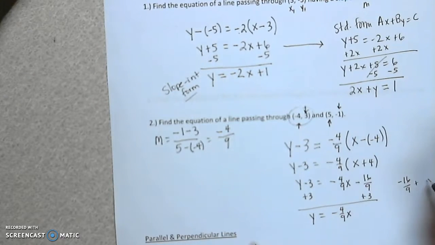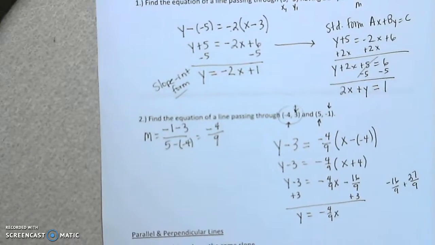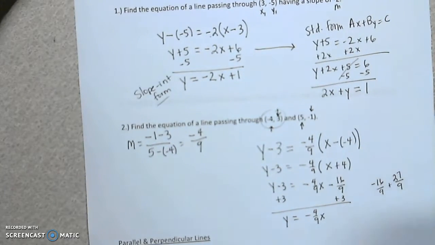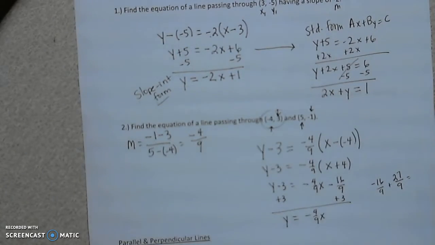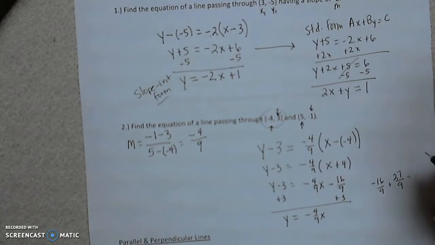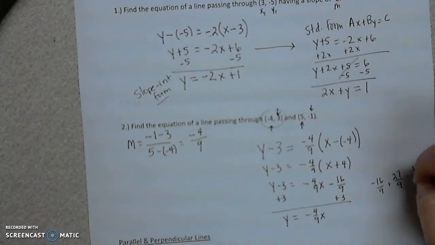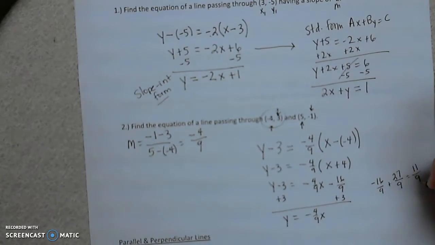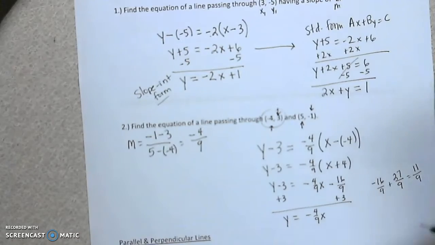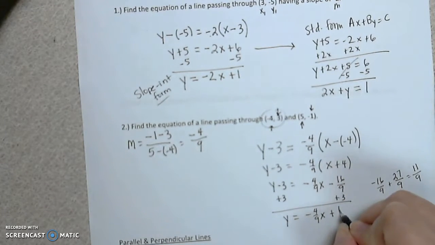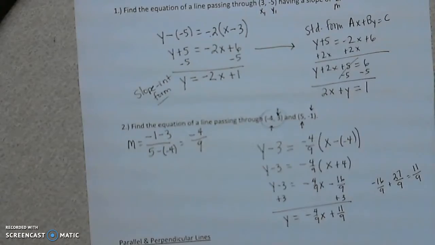then we're going to change this 3 to 9ths. And so 3 is the same thing as 27/9. 27 divided by 9 is 3. I have the same denominator, so I can just subtract. 27 minus 16 should be, I believe, 11/9. And it's positive, so that'll be plus 11/9.